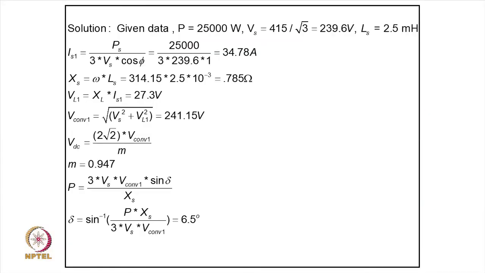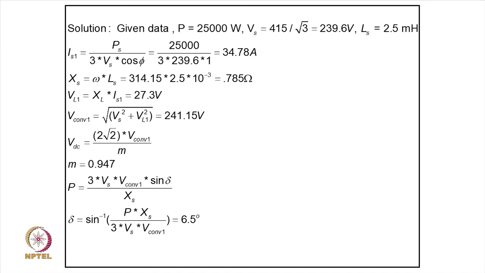The input inductor is there and the output capacitor, and it can operate, you can call it, like a boost converter. So, coming to the solution, we have power given as 25 kilowatt, 25,000, voltage RMS is 415 volt line, and inductance is 2.5 millihenry. So, we can calculate the fundamental current drawn from the supply at unity power factor. Putting the value of all, we get 34.78 ampere, and the reactance of the inductor on the supply side, multiplying by the frequency in radian per second, comes to 0.785 ohm, and then the drop corresponding to rated current, we put the value, it comes to 27.3.